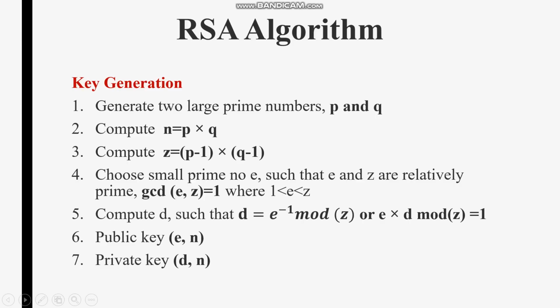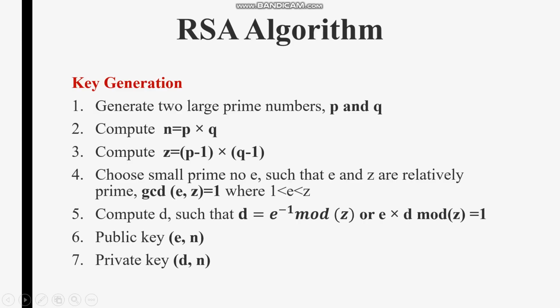Now choose a small prime number e such that e and z are relatively prime to each other, which means the GCD of e and z is equal to 1, where e is greater than 1 and less than z.